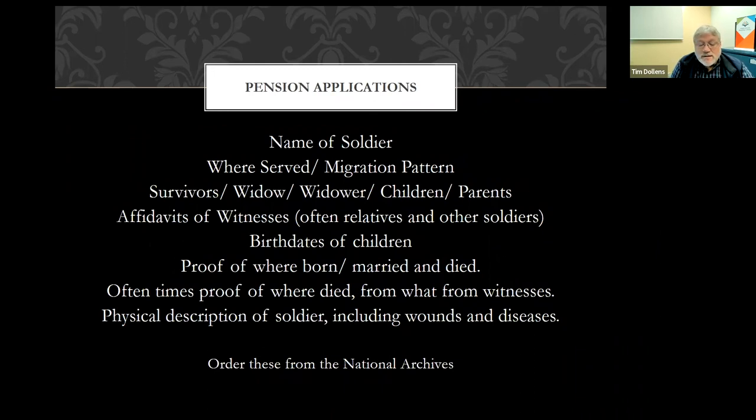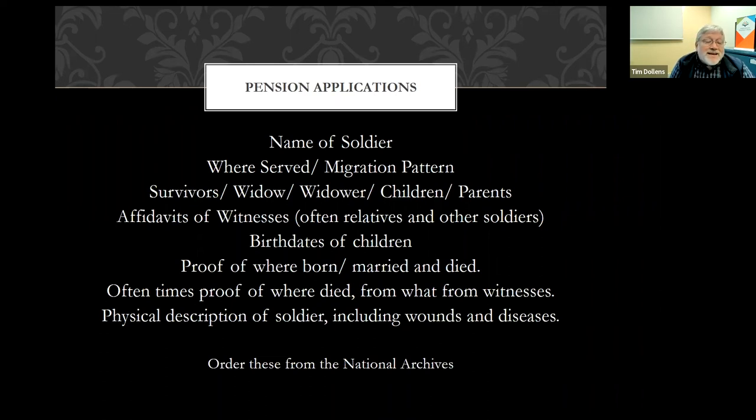Birth dates of children are always listed, because if they're minors when the father dies, they get a pension. There's proof of where they were born, married, and died. So all those affidavits are popping up. That's the treasure trove you're getting. When a person dies, you get that migration pattern from birth to death, because they're verifying their identity to get that pension. The witnesses are also key, because sometimes they don't live in the same place, and you'll get their migrations as well, which might lead to more records.